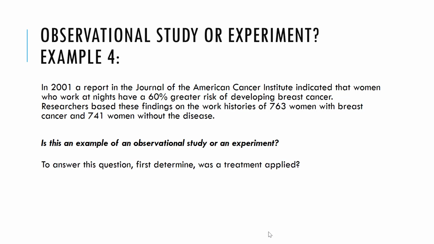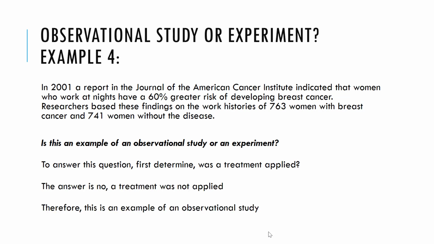Again, we have to ask ourselves, was a treatment applied? Pause this video, write down your answer, and then see if you are right. The answer is no, a treatment is not being applied. Therefore, this is an example of an observational study. Notice that the word history is also mentioned in this example. The fact that we are working from data that is already past suggests that this must be an observational study, since there's no way to go back to the past and apply treatment to women who are being studied.